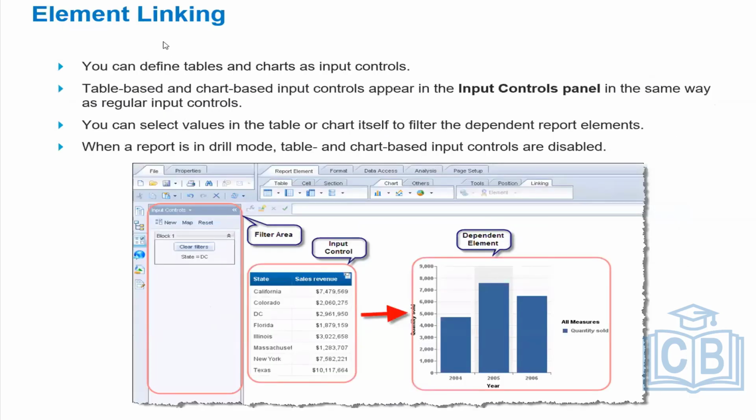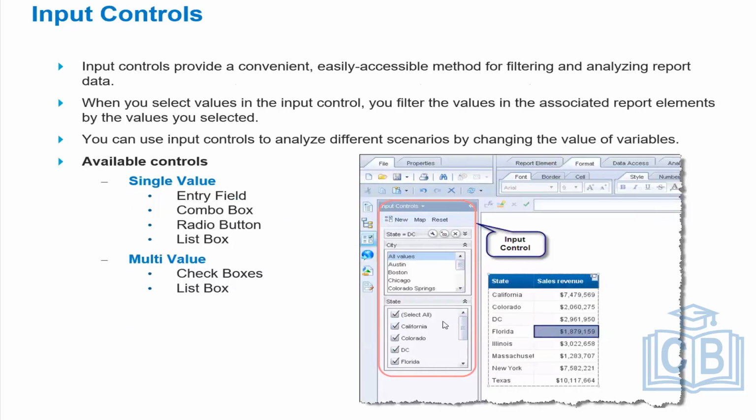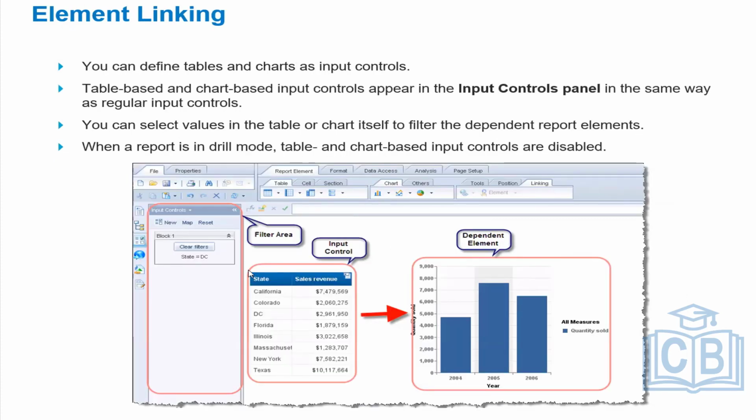Element linking is where you can define tables and charts as input controls. That means if we put an input control here, we are using one object as an input control. But in element linking, we are using a block or chart as an input control. So in this table, if I click on California, only California related data will appear. If we apply element linking, then it is possible.